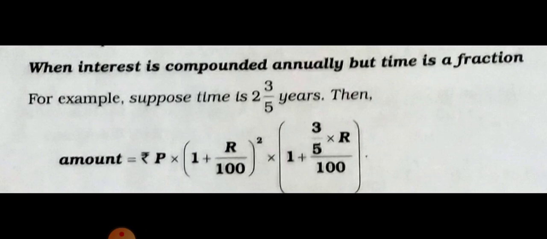The formula is P into (1 plus R by 100) whole power 2. Here the time's whole part is 2, that's why the whole power is 2, multiplied by the fraction part, 3 by 5. So it will be multiplied with the rate of interest: 1 plus 3 by 5 into rate divided by 100. So you will be able to calculate the amount.